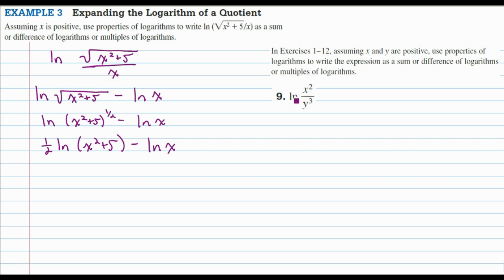Okay, so I have one natural log of an expression divided by another expression. So I'm going to expand the division of those two expressions into the subtraction of two separate logs: the natural log of x squared minus the natural log of y cubed. Now I have an exponent within the log that I can change to a coefficient or a multiple of that log, and I also can take that exponent of 3 and put that out in front of the natural log of y.